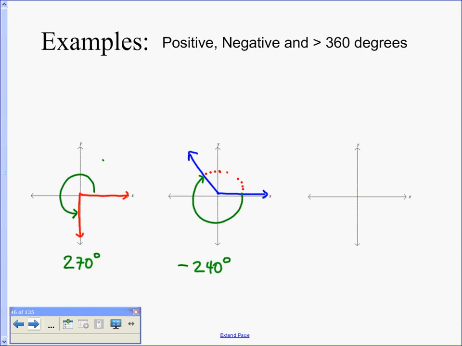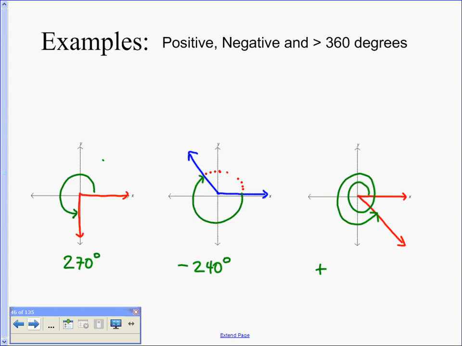All right, and on our next one, let's say that, again, I'm starting in standard position. I'm going to end here, but this time this is the notation I see. Okay, with an arrow here. All right, so you can see that it is positive because it's moving counterclockwise. Now we can see that it's greater than 360 degrees because it rotates around more than one time.